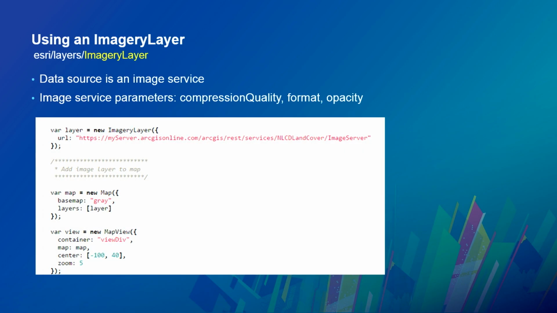So using an imagery layer is very simple. The primary thing it needs is basically the URL to your image service. And then additional parameters like the format or compression quality can also be specified within your imagery layer constructor. So in addition to all of the properties mentioned here, you can also specify things like mosaic rule and rendering rule, but we'll be covering those a little bit more in detail, so we'll come to it.